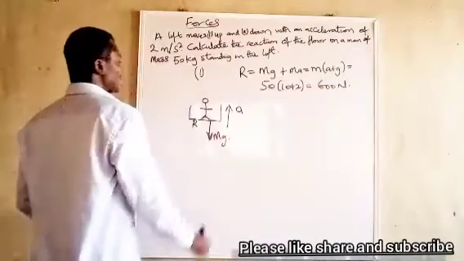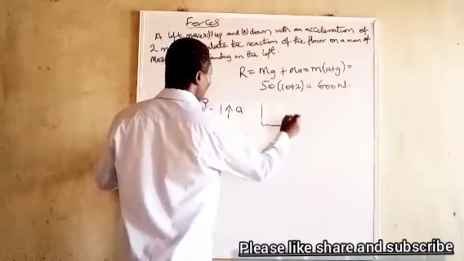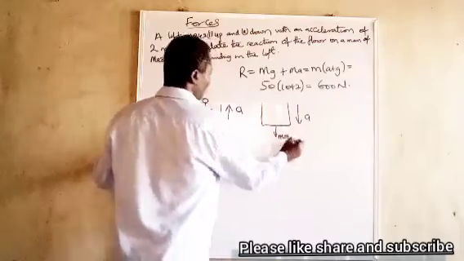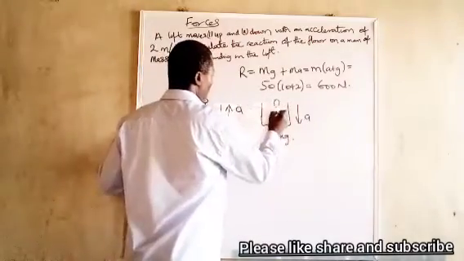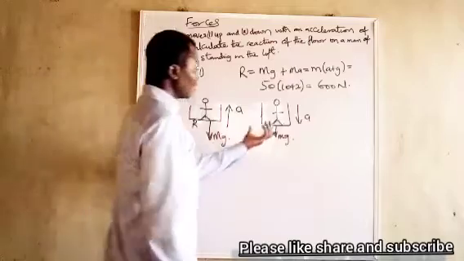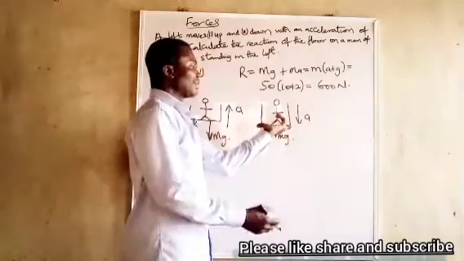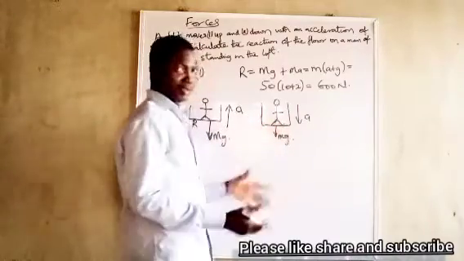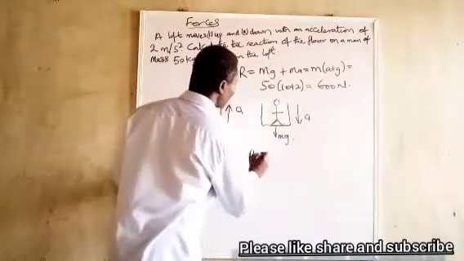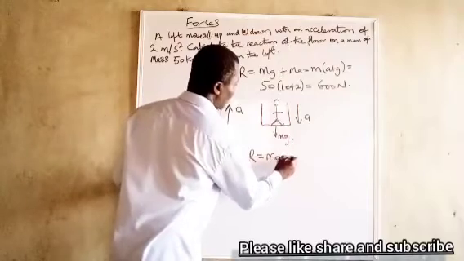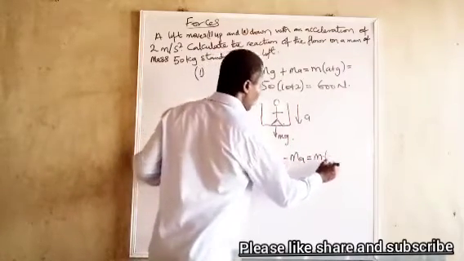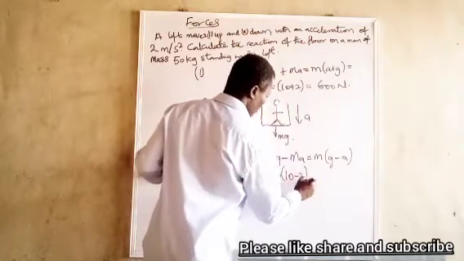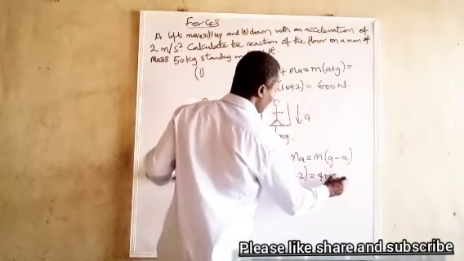Now, let's look at the situation where the body is now moving downwards with a, and mg is there. In this instance, the body will want to escape a bit from the lift, so its effect on the lift will be reduced. Therefore, R will be equal to mg minus ma, which is m into g minus a. And that gives 50 into 10 minus 2, which is 400 newton.